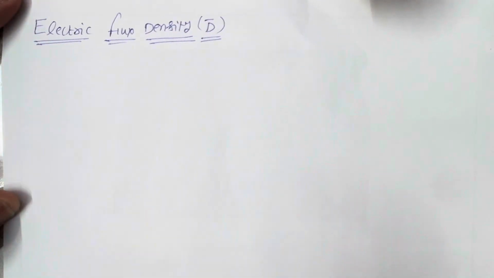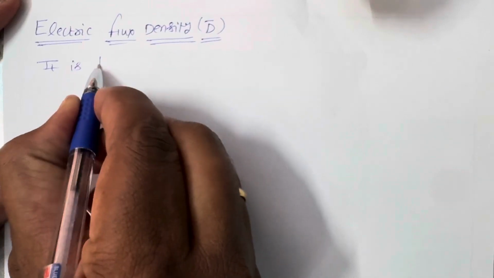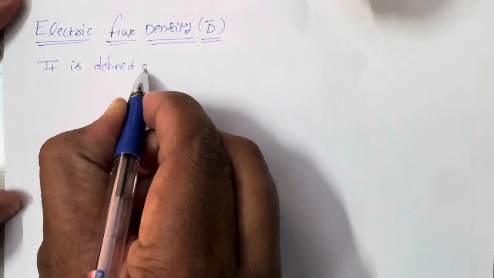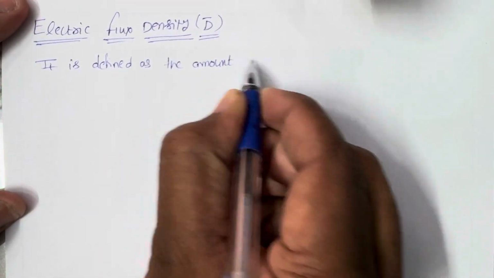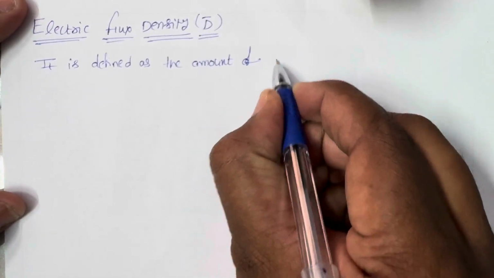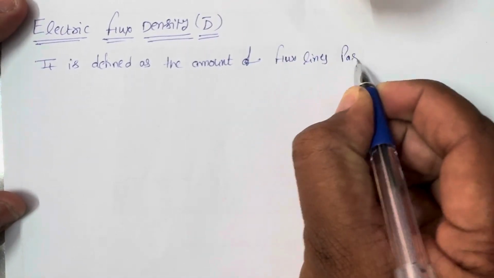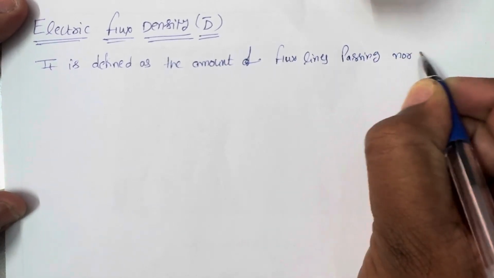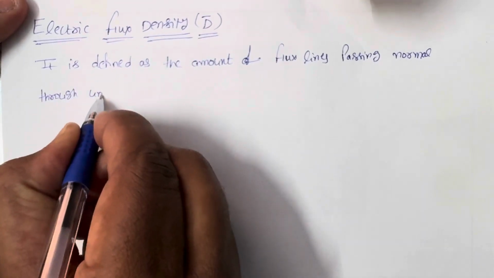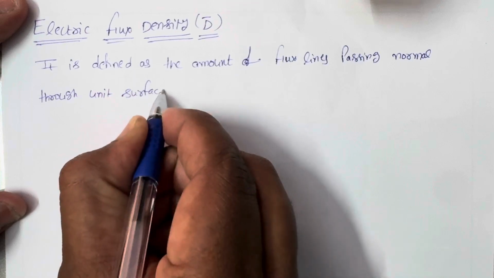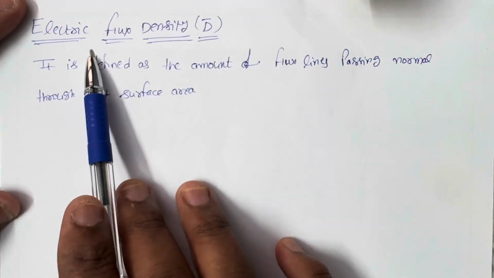First thing here, electric flux density. It is defined as the amount of flux lines passing normal through unit surface area. It is called electric flux density.